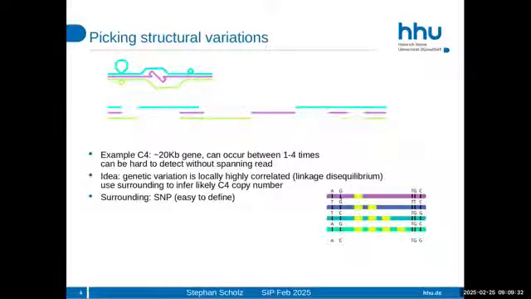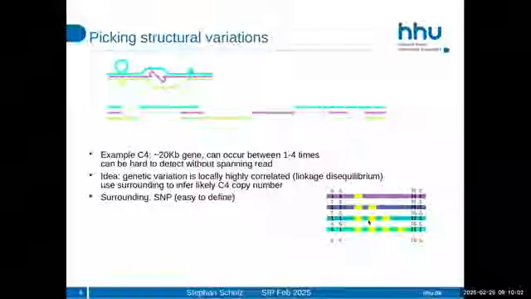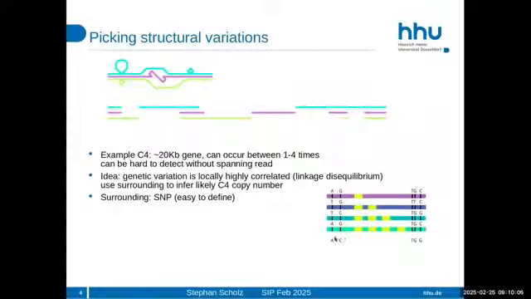And next to it, I marked some SNPs. So the rows are the haplotypes. Above it are the SNP alleles, and below it are the alleles of the read. And we can now use the correlation between the SNPs and the number of C4 genes to determine the number. So in this case, the most likely candidate would be haplotype number 3 because we only have 1 deviation in the alleles compared to the reads.